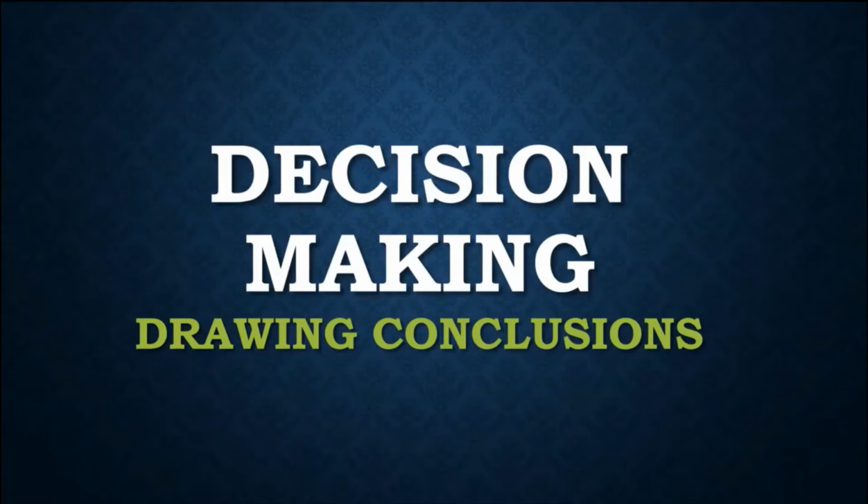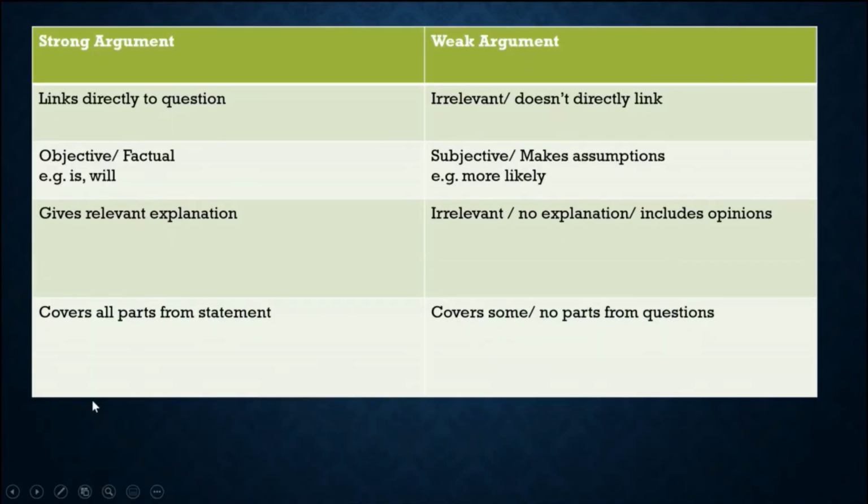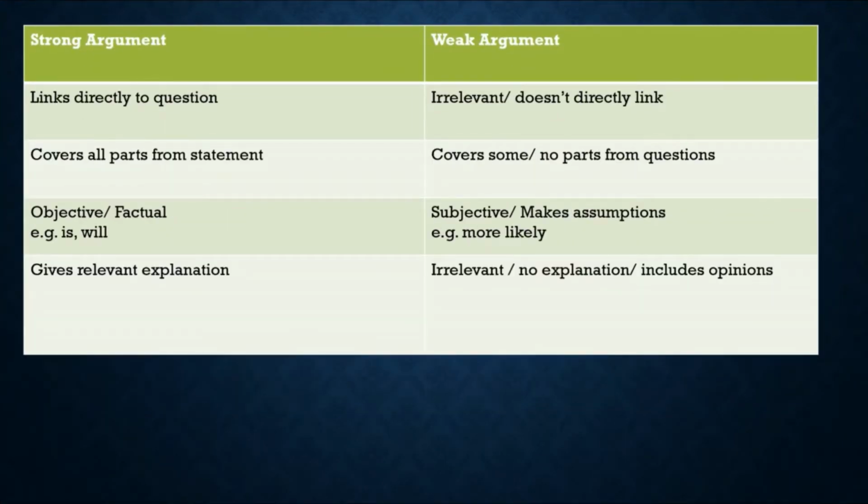Guys, in this video, I will be focusing on the decision-making section of the UCAT and in particular, the drawing conclusion questions. I'll be going through some examples at the end. So let's start. So what makes a strong or a weak argument?